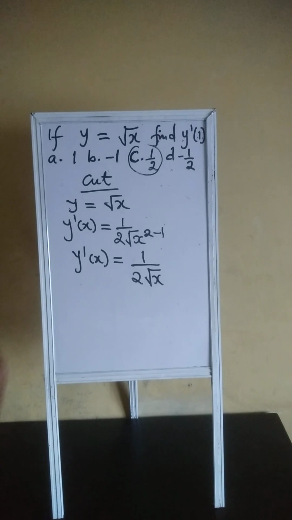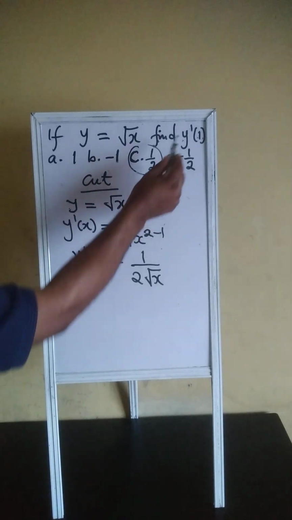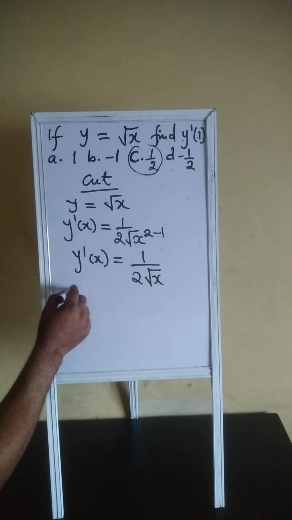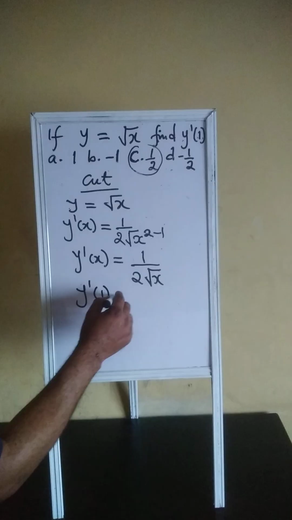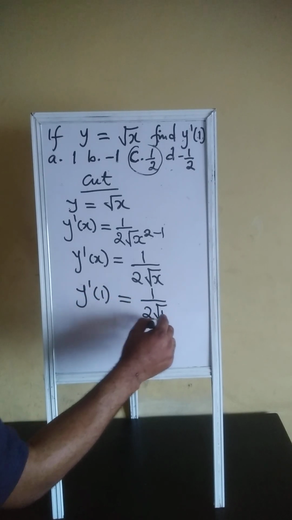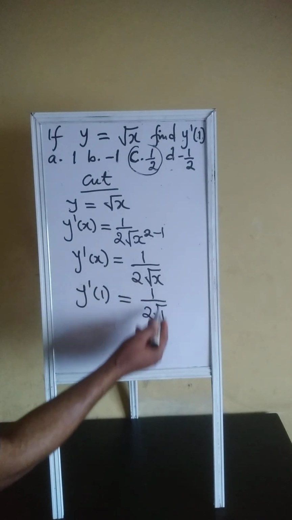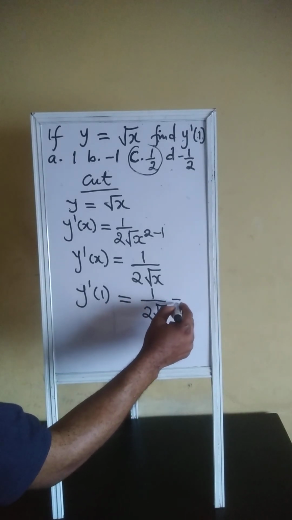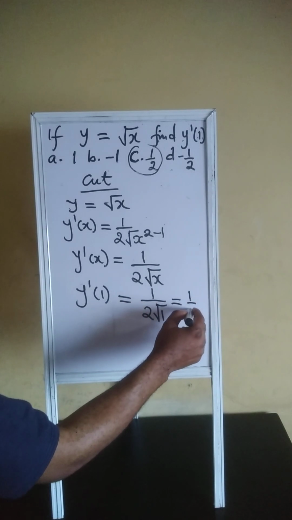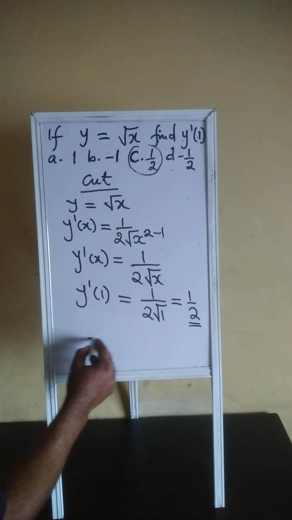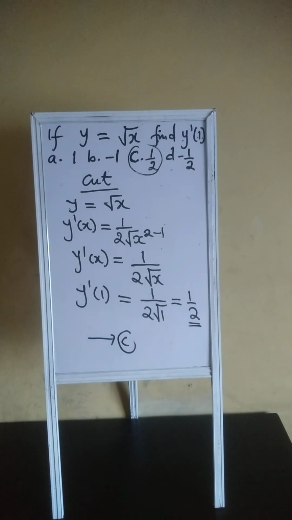Just very simple. But we are already given the value of x in the question. x is 1. So at x equals 1, now let's substitute. y prime of 1 is now equal to 1 all over 2 times the square root of 1. Why is it 1? Because x is 1, and the square root of 1 is 1. 1 times 2 is 2. So the final answer is 1 over 2. Can you see that with the shortcut and the normal method, we're able to generate the same answer? So the correct answer is option C. Have I made myself clear?